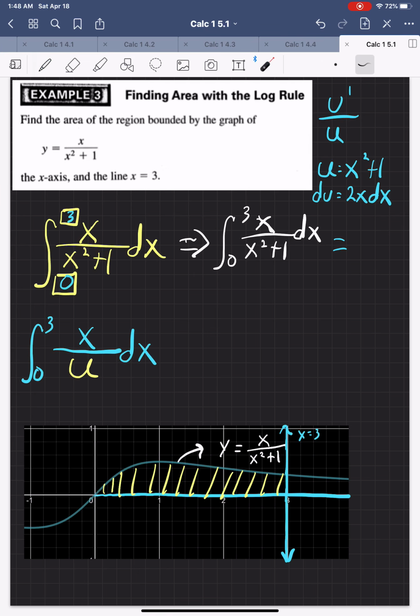Okay, so you know the game. I want to have a du here, and let's see what I need to do that. Well, I would need a dx. Well, I have a dx. I would need an x. I have an x. And I would need a 2. I don't have that 2. So I would have to multiply by 2 and divide by 2. All right, let's go ahead and do that.